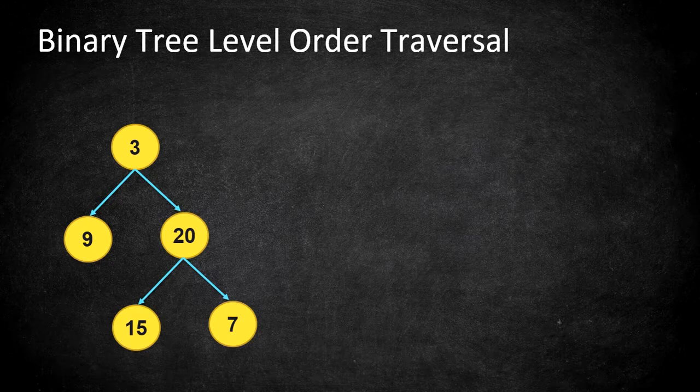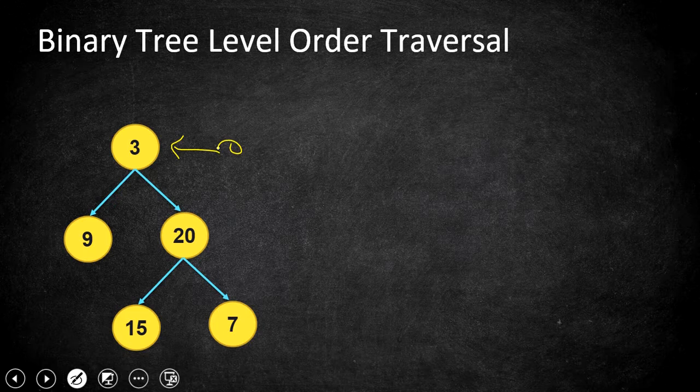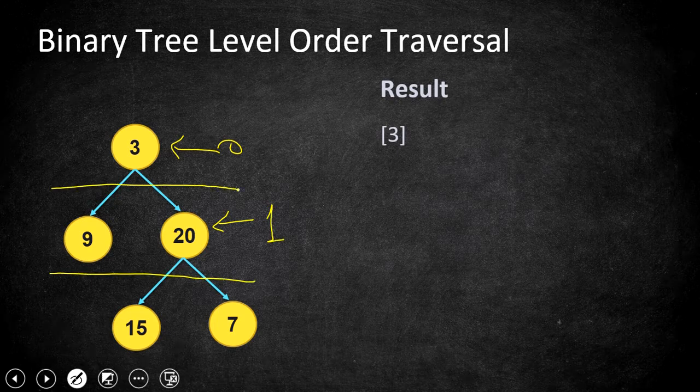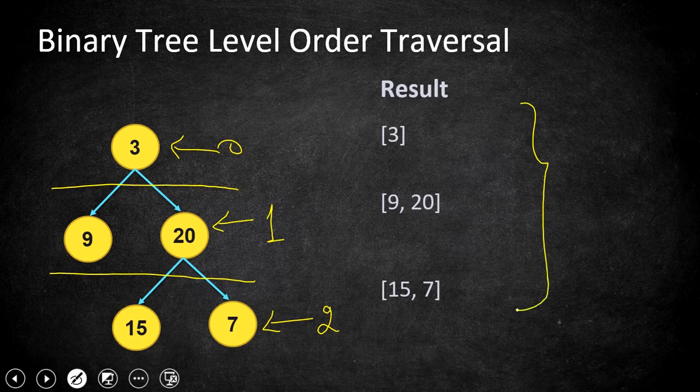So first, starting from the root node, at level 0, it has only one node. The result is going to be a list of lists, and each list in the result is going to have the nodes at each level. So for level 0, the node is going to be 3. Moving on to level 1, there are two nodes, 9 and 20, so we add one more list with 9 and 20 as the values. Finally, at level 2, the values are 15 and 7, and that is added to our result. And finally, we return this list of lists as our output.